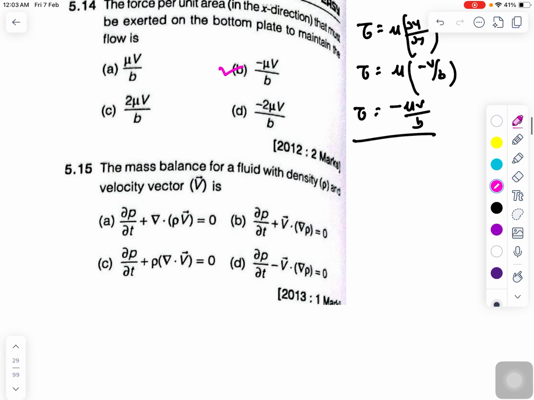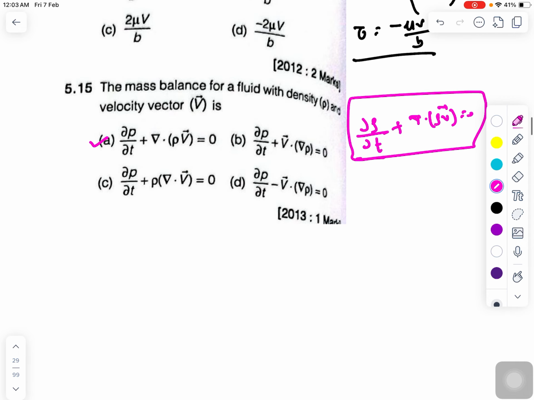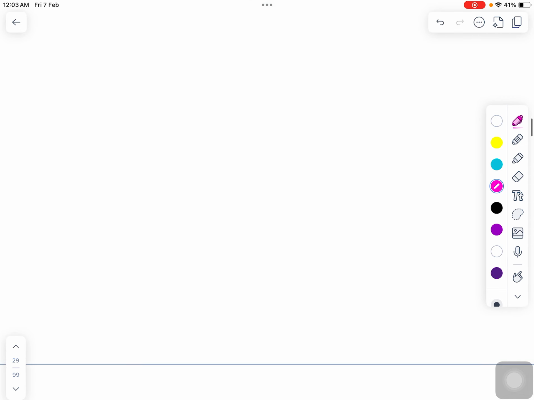Now the mass balance equation for fluid with constant density and velocity. So del rho by del t plus del dot rho v equals 0, means you are supposed to calculate the continuity equation. So option A will be your correct answer. The continuity equation in vector form can be written as del rho by del t plus del dot rho v vector equals 0. That is the continuity equation at unsteady state condition with varying density, and this is a general continuity equation, you can say.